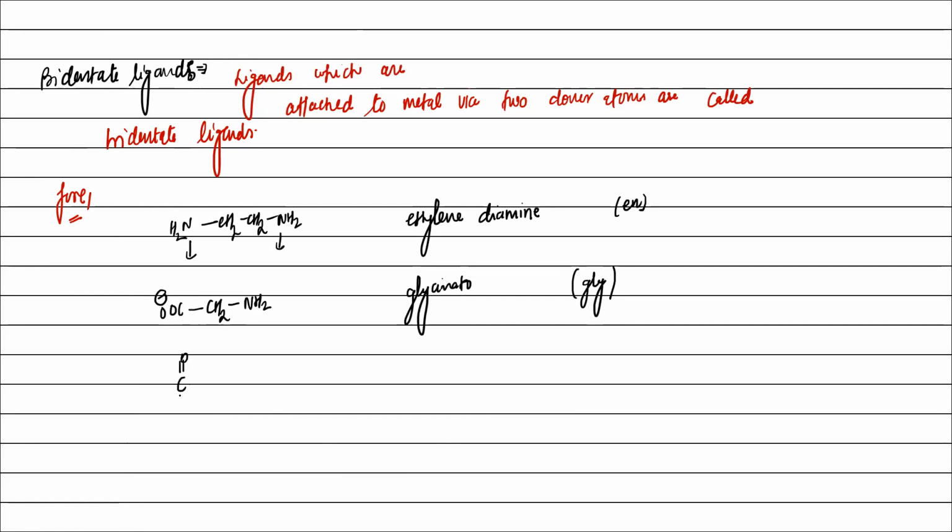Another example is COO minus, COO minus. It is called oxalato, which comes from oxalic acid, and the short form is ox. What is the charge on oxalato? It is -2. One is on this oxygen, another is on this oxygen. These are examples of bidentate ligands. Here the donor atoms are nitrogen and oxygen. Here the donor atoms are oxygen and oxygen. So these are the common examples of bidentate ligands.